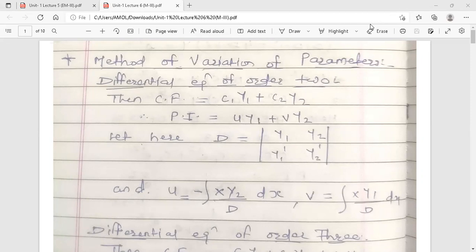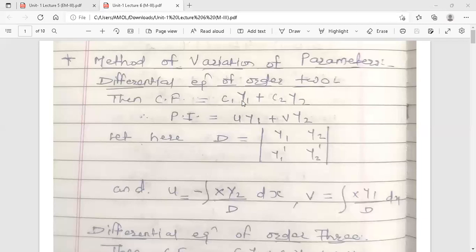And we are discussing this method for one particular case, that is a differential equation of order 2 only. When the order of the differential equation is 2, then the auxiliary equation will be of degree 2. If the degree of the auxiliary equation is 2, then it has two factors, and its complementary function will contain two arbitrary constants. Means, in that case, the complementary function will be C1y1 plus C2y2.